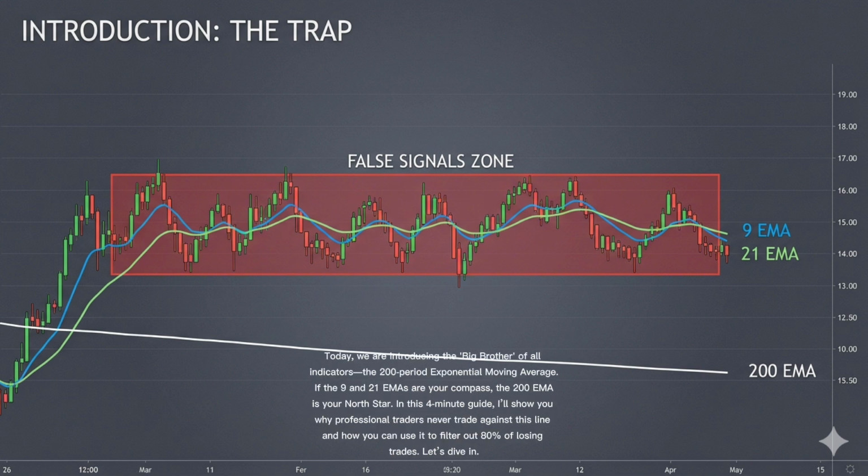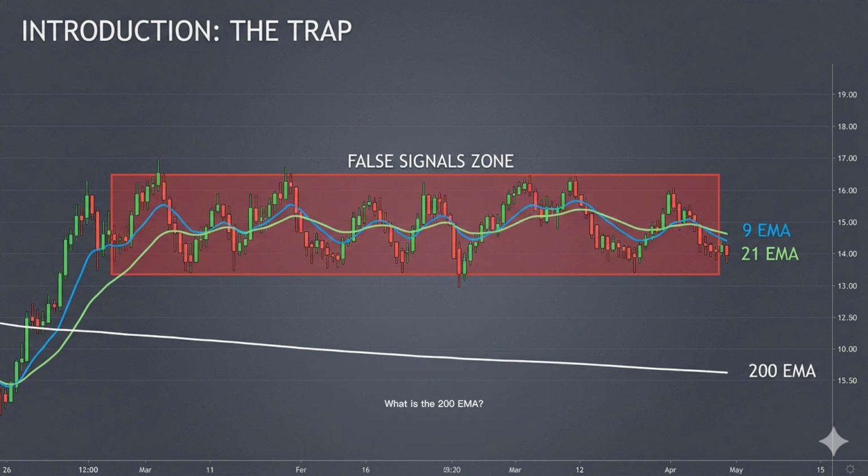Today, we are introducing the big brother of all indicators, the 200-period Exponential Moving Average. If the 9 and 21 EMAs are your compass, the 200 EMA is your North Star. In this 4-minute guide, I'll show you why professional traders never trade against this line, and how you can use it to filter out 80% of losing trades. Let's dive in. What is the 200 EMA?